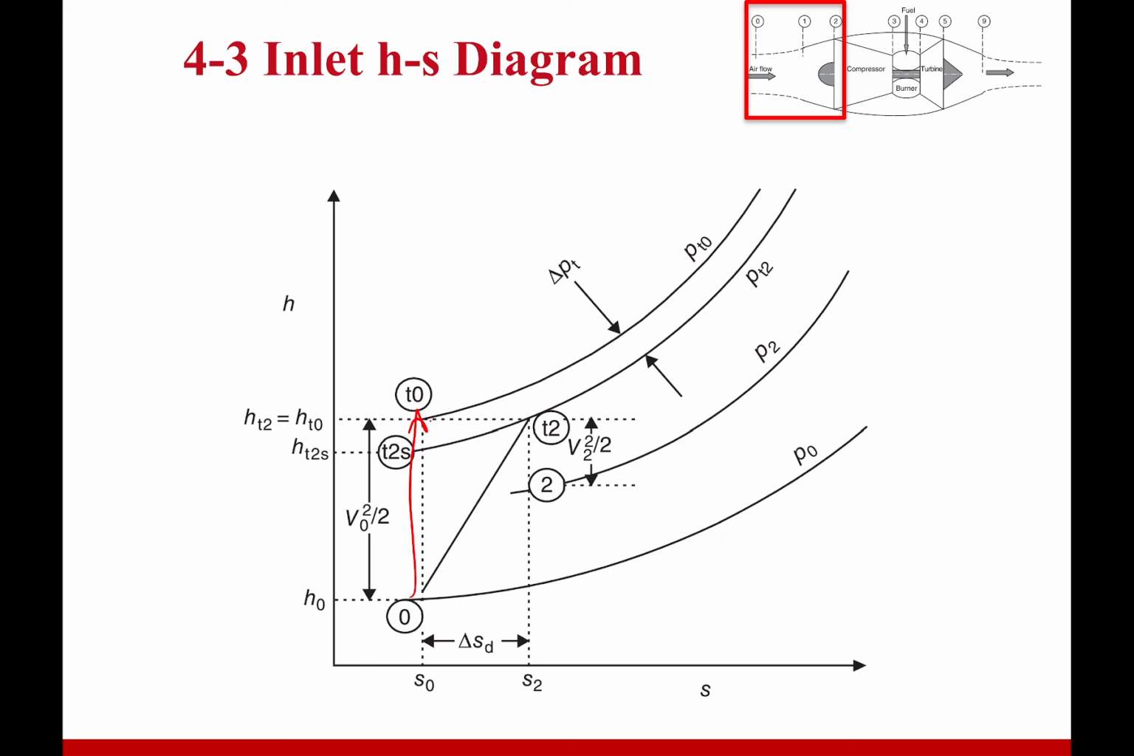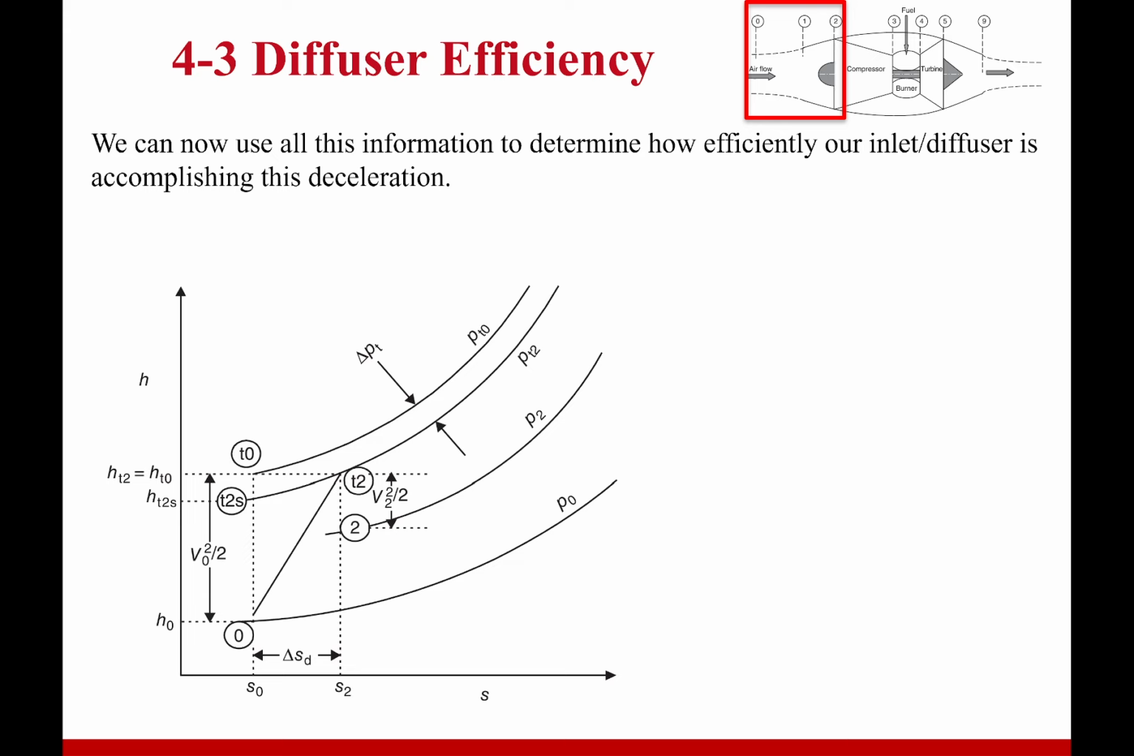This is the max we can convert. We don't convert all of it. We have some entropy generated, and that leads to a loss in total pressure. Okay, so now let's use this to figure out how efficiently our inlet is working. How efficiently is our inlet accomplishing its deceleration?